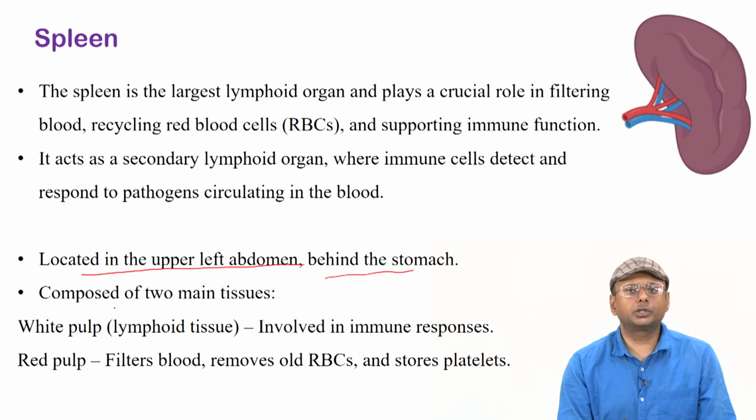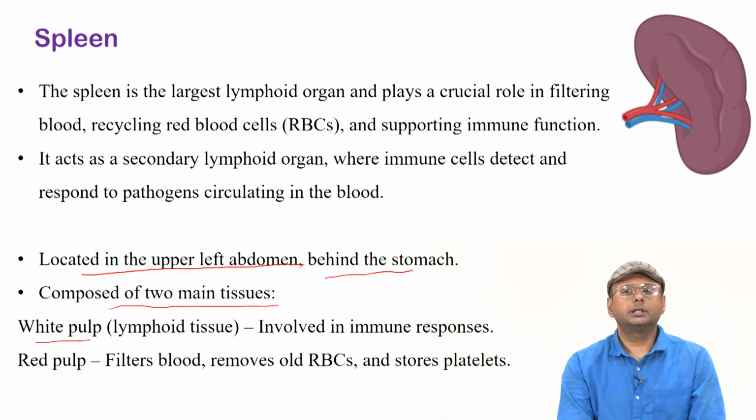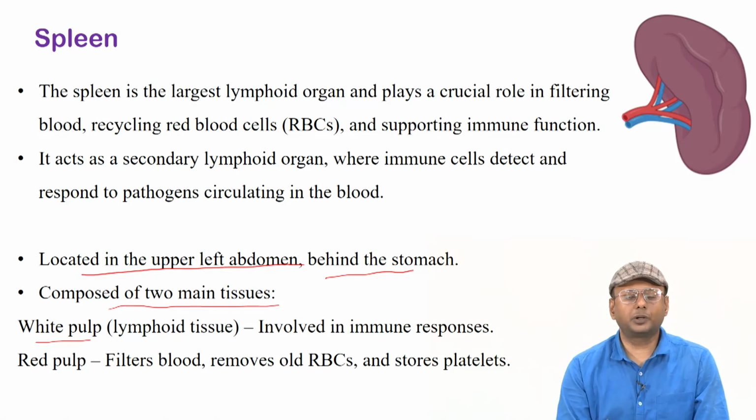It is composed of two different main tissues. One is the white pulp or lymphoid tissue. It is involved in the immune response, and then there is another type of tissue which is the red pulp. What does it do? It basically filters the blood and it removes or destroys the old RBCs and stores the platelets, okay.